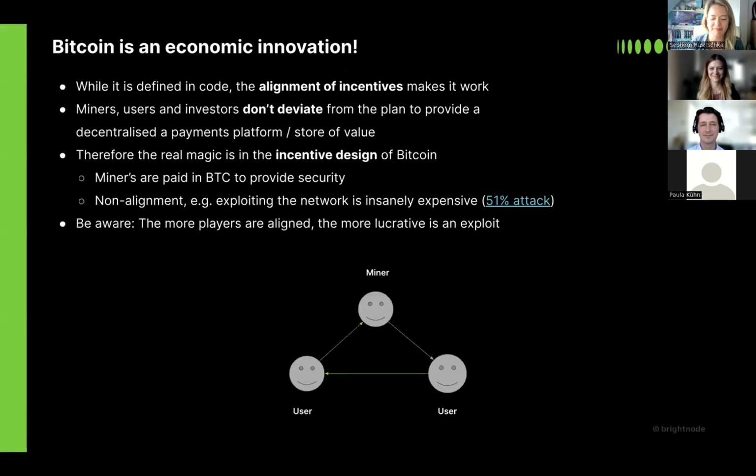It doesn't sound easy probably, but as I always say, Bitcoin is an economic innovation. It's defined in its code, but the alignment of incentives makes it work. That's the core thing: you have miners that are incentivized and aligned to provide security, while you have users that transact, and then part of the transaction goes to the miners and so on. It's the same in Ethereum and others. The mechanisms are different, but in essence, we are trying to reward people to behave in a certain way and do something for us.